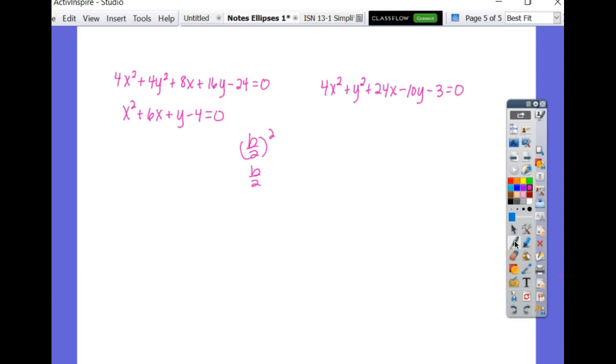All right. So here's what I'm going to do. I'm going to complete the square. And that means I have to put the x squareds together and the y squareds.